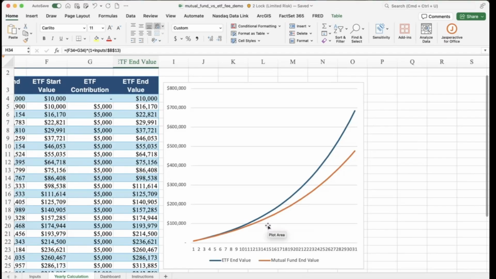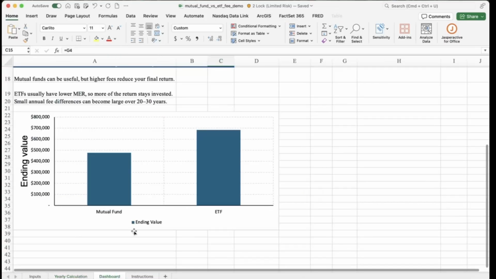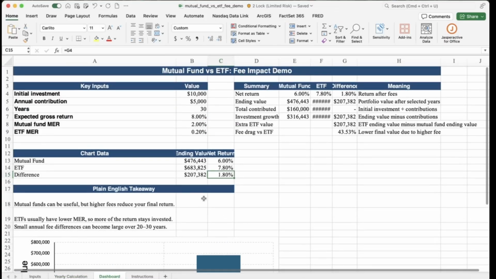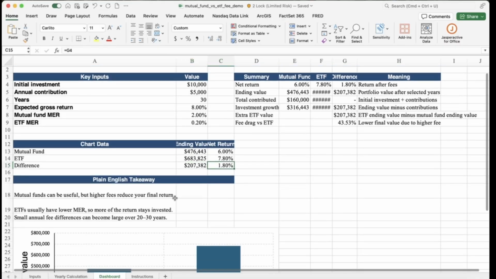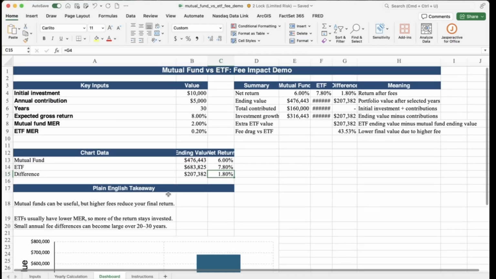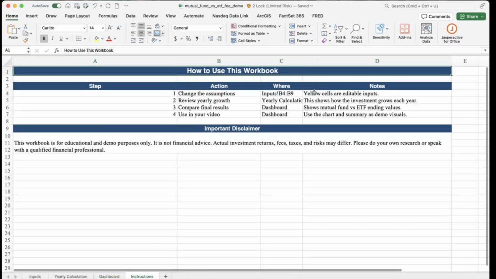If I build a kind of dashboard here, you can see the numbers: the mutual fund gives you 476,000, whereas the ETF gives you 683,000, and the difference, from that 1.8%, is around 200K. I also put instructions here on how to use this workbook. I hope you understand the difference you'll get if you invest in an ETF versus a mutual fund, and you can use this for your own experiments. Hope you get value from this. Thank you.